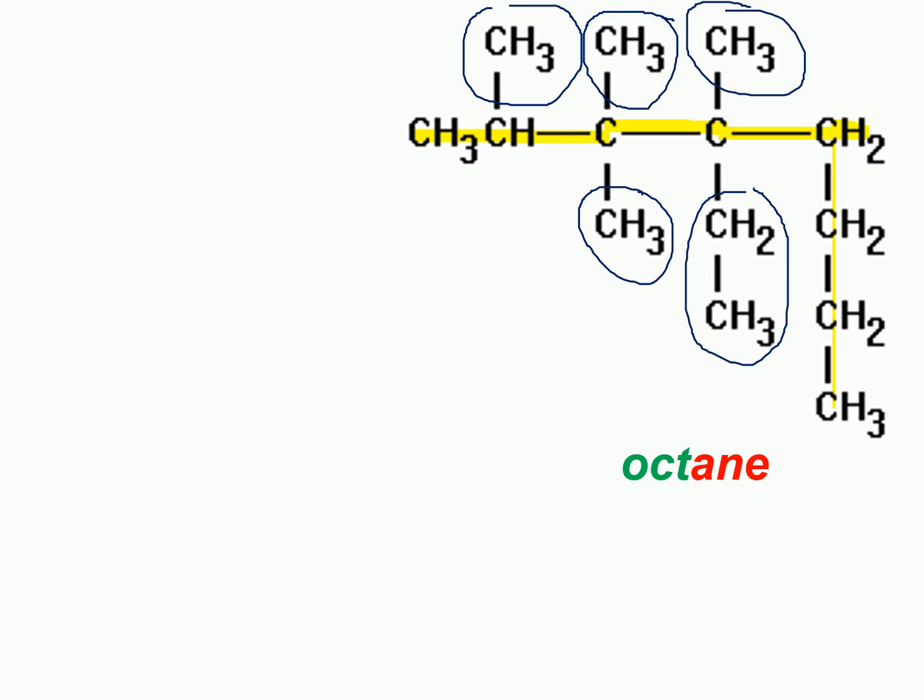So now we have to put the branches. We have ethyl and we have methyl. The ethyl we have only 1, the methyl we have 4 of them, so it's going to be tetramethyl. And then we need to give the position. So we want to number this so that the branches get the lowest number.